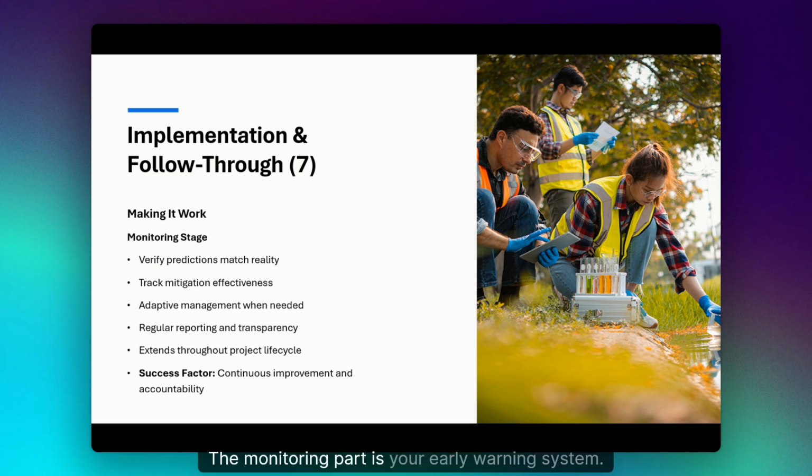The monitoring part is your early warning system. You're tracking things like water quality, wildlife populations, noise levels, whatever matters for your specific project and that you laid out in your environmental assessment. When something doesn't look right, that's where adaptive management kicks in. This is your plan B. The cool thing about monitoring data is that it doesn't just help your current project. It makes you better at predicting impacts for future projects as well. It's like building up your environmental crystal ball.